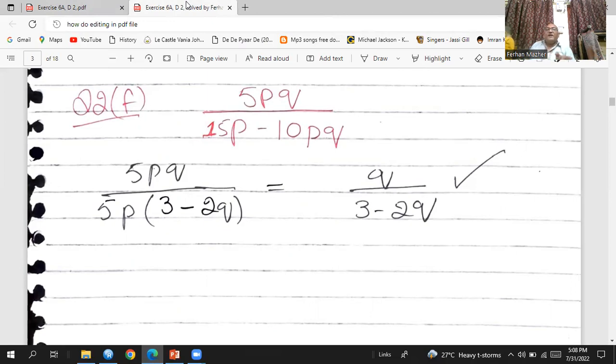Now this 5p and 5p in the numerator, they can be cancelled with each other. And you are left with the q in the numerator, and in the denominator, you are left with that bracket, which was 3 minus 2q. So this is how you will do the question number 2, it's F part.